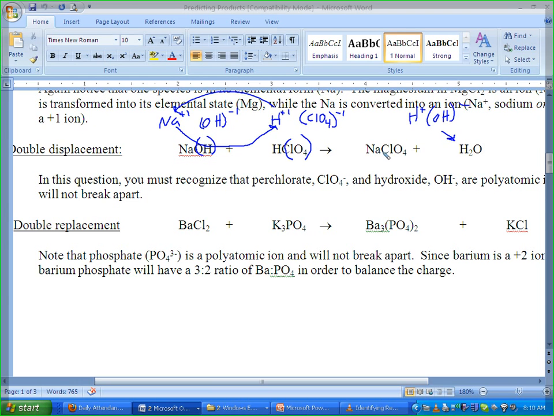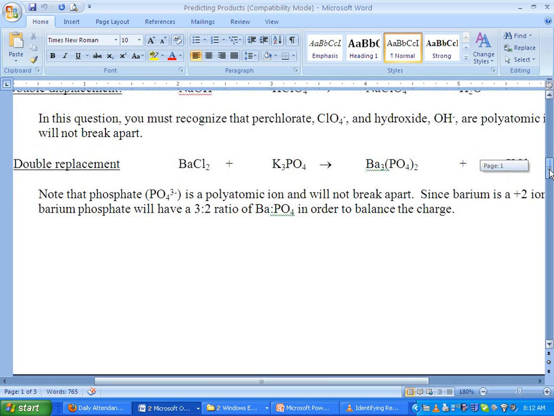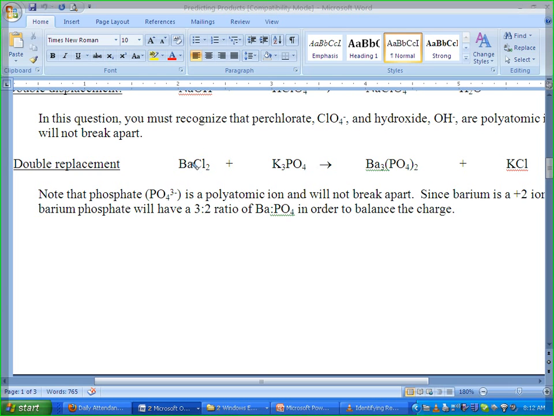All right, so for this double replacement reaction, first thing we're going to do is break them apart. We have Ba2+ and Cl-, because barium is in group 2, chlorine is in group 7. So when we break this apart, we have potassium, which is K, that's in group 1, so it's +1. PO4, what do you think the charge of PO4 is going to be? -3.